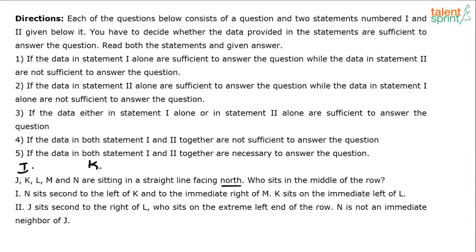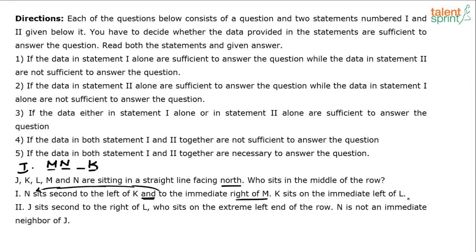So K is here, second to the left of K. First and second. N sits second to the left of K, and to the immediate right of M. Remember, 'and' refers to the first person. N is on the immediate right of M, meaning M is here. See, immediate right of M is N, and second to the left of K is N.